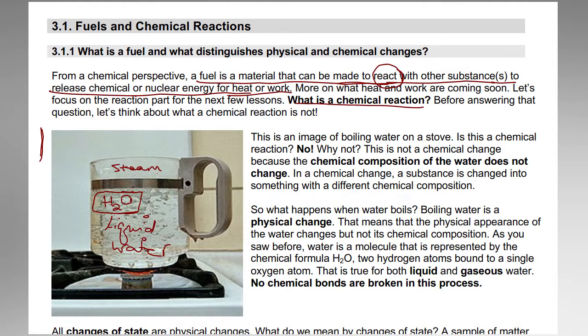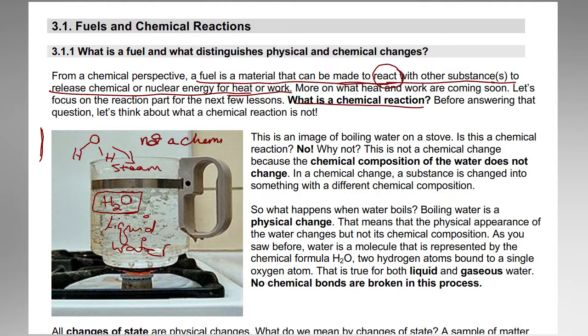But when it becomes gas, is it still water? Yes, it's still water. Each molecule in the liquid water consists of an oxygen bound to two hydrogens. Each molecule in the steam also consists of an oxygen bound to two hydrogen atoms. The chemical identity of the water is not changed at all by boiling it, by transforming it from a liquid into a gas. And so this is not a chemical change.